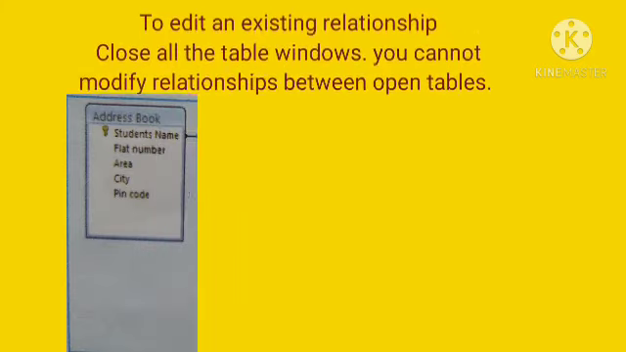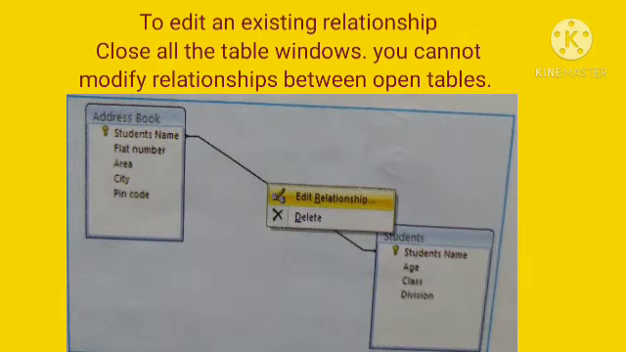To edit an existing relationship, close all the table windows. You cannot modify relationships between open tables. Switch to the Database window by clicking one of the Table tabs. Click on the Relationships button on the Database Tools tab.